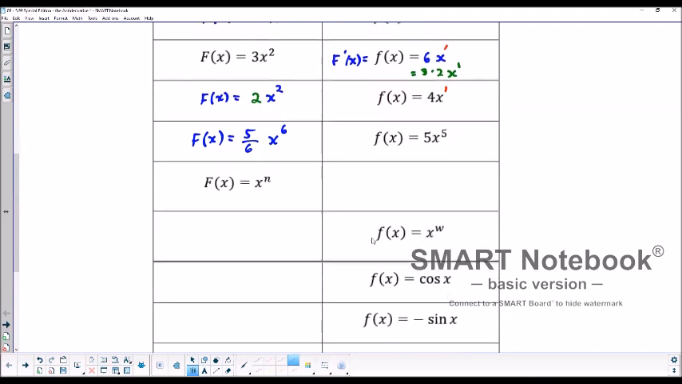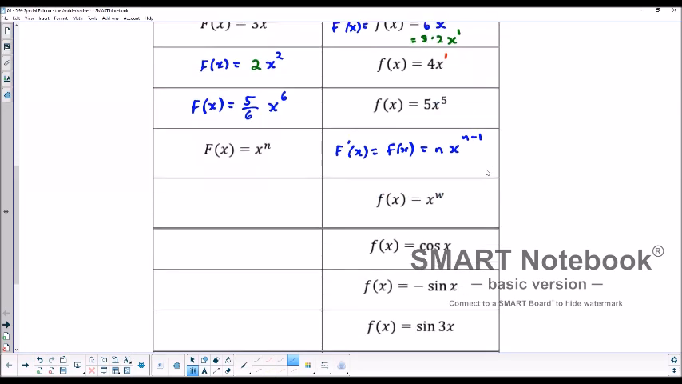Okay, so we have seen also that when we're taking our derivatives, we subtract 1 from the exponent and we bring that exponent down in front. So we've got our n multiplied by x to the exponent n minus 1. Now if we go the other way, this is what we've seen in the past. If we go the other way, we have to add 1 to the exponent. So that would be x to the power w plus 1.